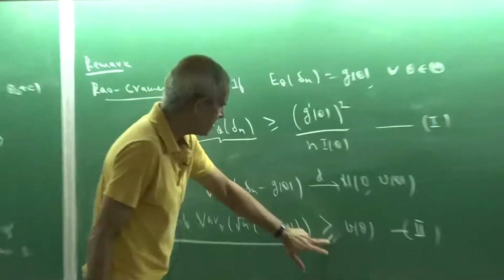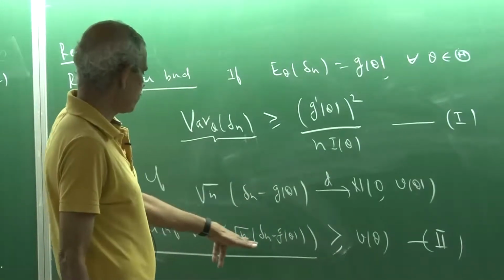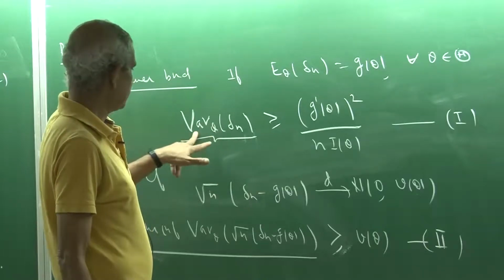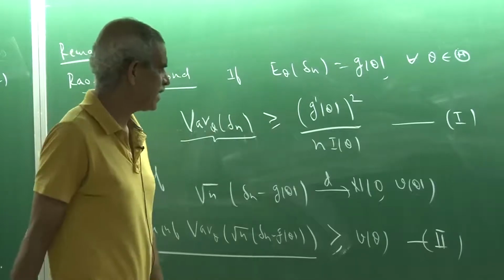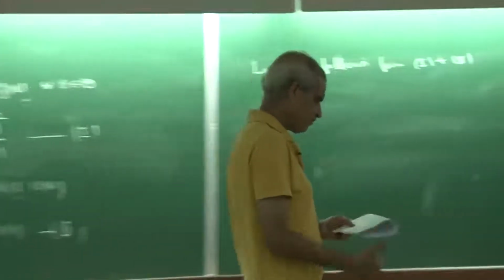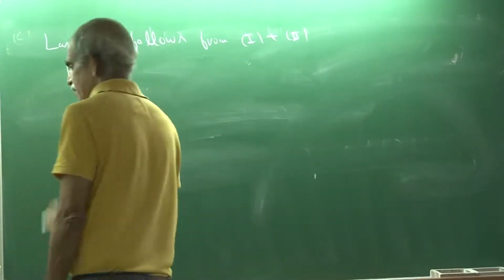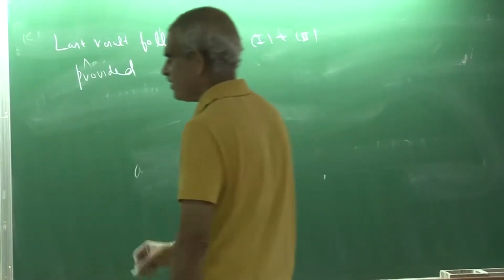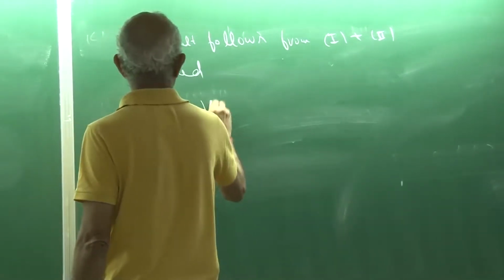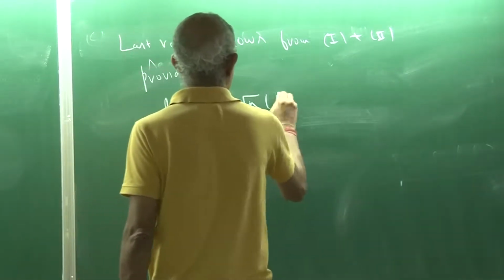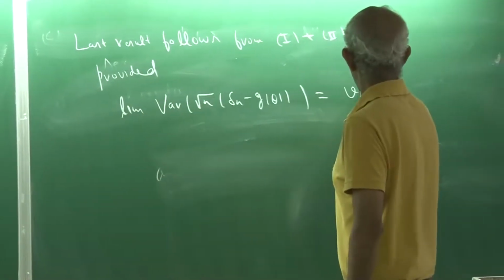Because if there is an equality over here, then what you get is the limit of variance of root n (delta n minus g theta), which is the limit as n goes to infinity of variance of root n delta n, would be greater than or equal to g prime theta whole square by I theta. So provided the limiting risk is the same as the asymptotic variance. So that means provided the limit of variance of root n (delta n minus g theta) is the same as v theta.